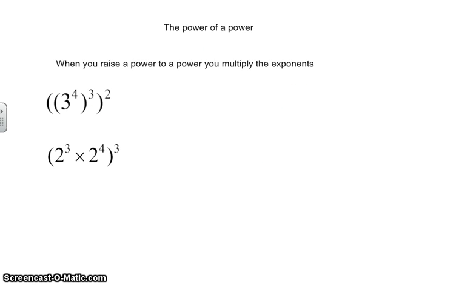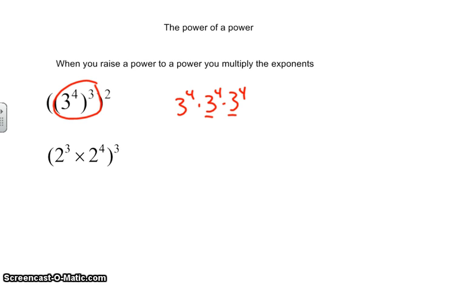Let's see what's up next here. The power of a power. Whenever I take a power to a power, all I'm going to do is multiply the exponents. But let's once again see why. So right here, if I just look at this part, it says 3 to the 4th to the 3rd power. So that means I'd have 3 to the 4th times 3 to the 4th times 3 to the 4th. If I do that, 3 to the 4th is 4 3s, 3 to the 4th again is 4 3s, and 3 to the 4th again is 4 3s.